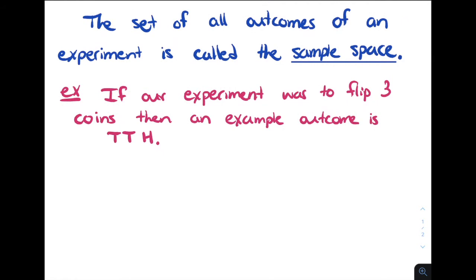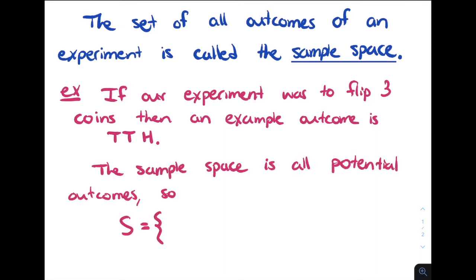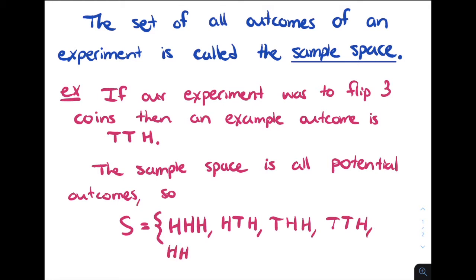For this experiment, our sample space would be all potential outcomes. So our set includes the results of flipping 3 heads; heads, heads, tails; heads, tails, heads; heads, tails, tails; tails, heads, heads; tails, heads, tails; tails, tails, heads; and tails, tails, tails.